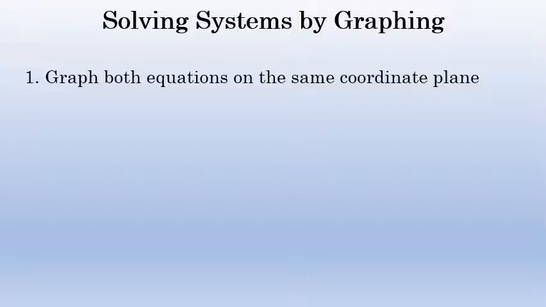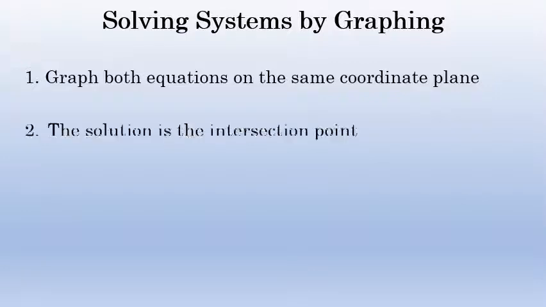And you want to graph them on the same coordinate plane. If you're doing this by hand, you want to write neatly, take your time, because accurate graphs are required. Once you have the graphs, though, the work is done because the solution is simply the intersection point of the two graphs. The ordered pair, the x and the y value where they intersect, is the solution to the system of equations.